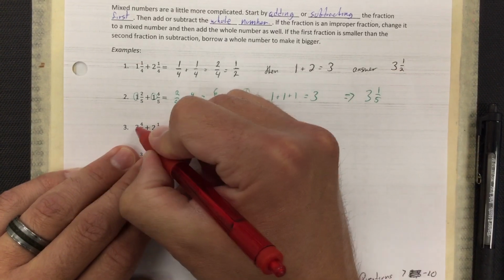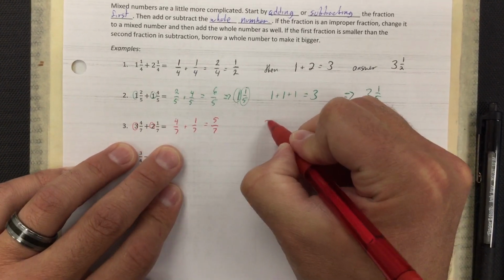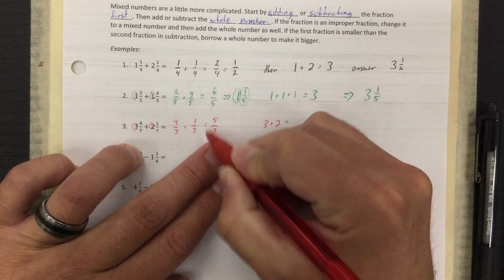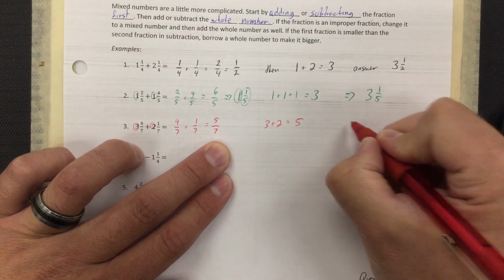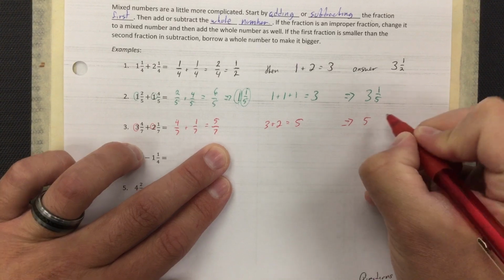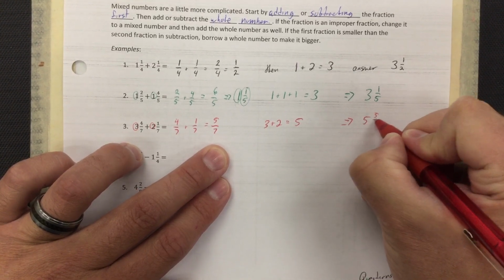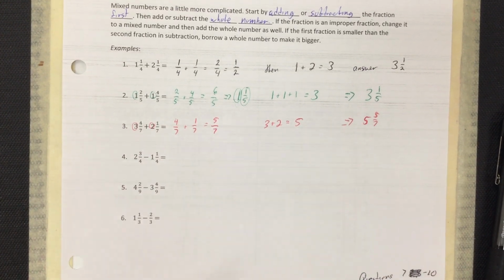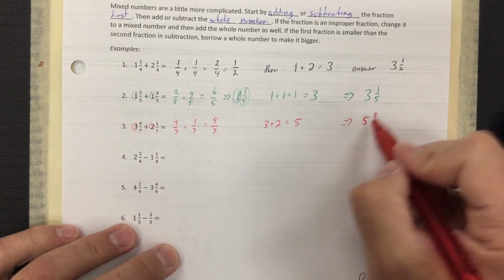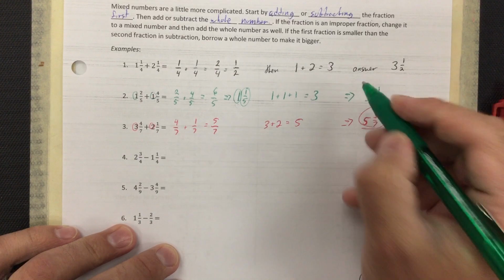Then we'll take our whole numbers right here, and we'll do 3 plus 2. And because this was a regular fraction, we don't have to add that extra 1. And that gives us 5. So our final answer then is 5 and 5 over 7, or 5 5/7 is another way that we can describe that. So that will be our final mixed number there.